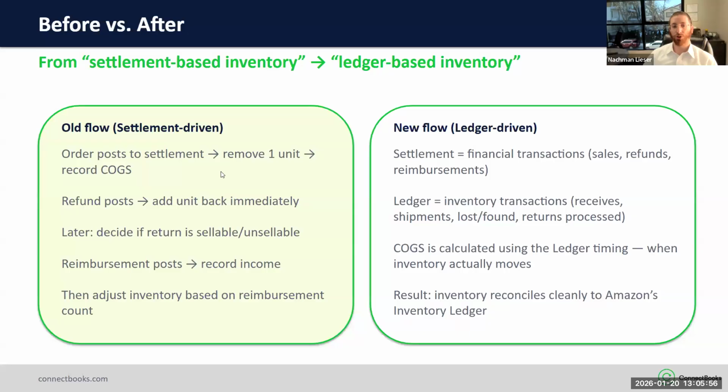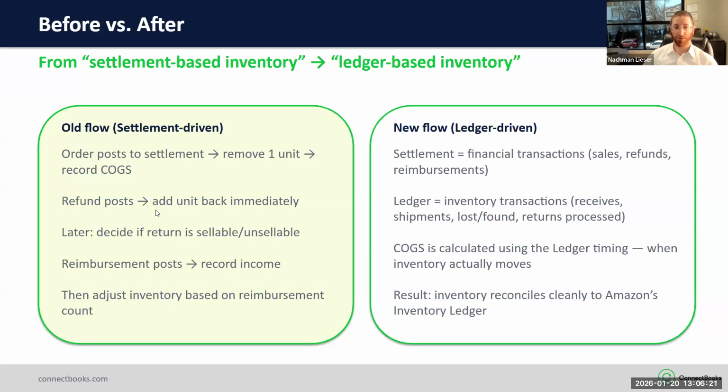Basically, an order shows up in the settlement report, so we take one unit out of inventory. Let's say a product shows up on the settlement report and sold for $20, and the person put into ConnectBooks that the cost of that product was $10. ConnectBooks would say, okay, let's record a sale, $20 income, and let's take $10 out of cost of goods sold.